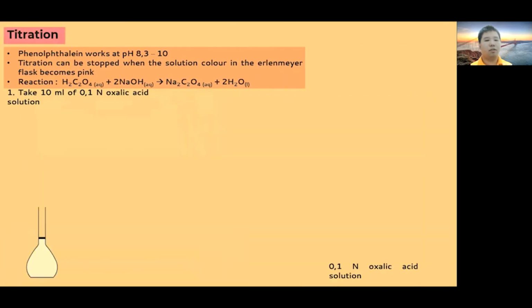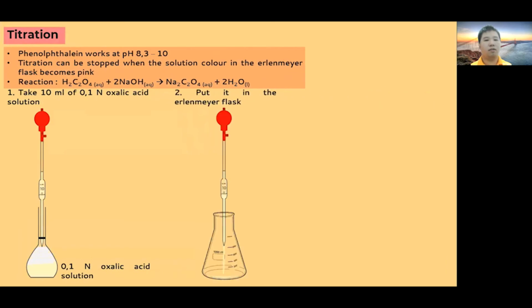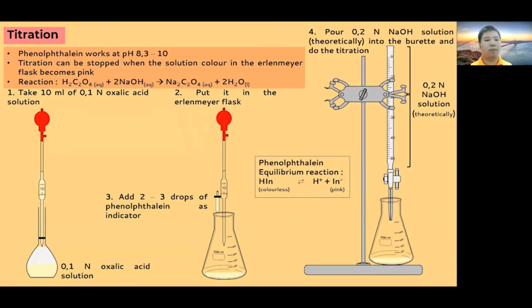Then we do the standardization of sodium hydroxide to measure its exact concentration. First, we take and put 10 ml of oxalic acid solution into an Erlenmeyer flask and add phenolphthalein to indicate the endpoint. Then do the titration until the solution turns pink. Standardization is done because sodium hydroxide is hygroscopic, so its concentration is easy to change.